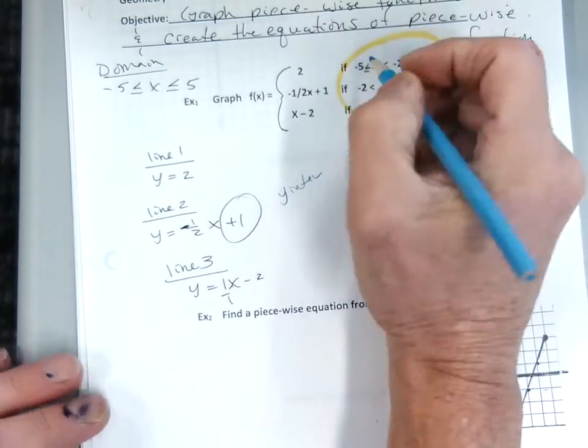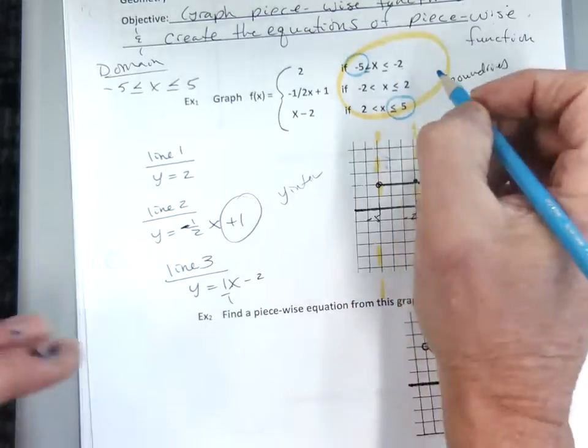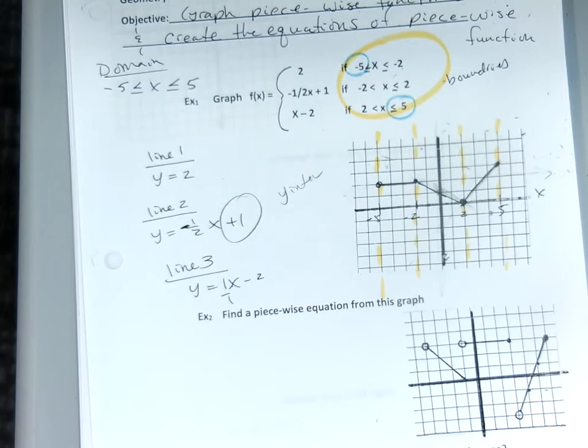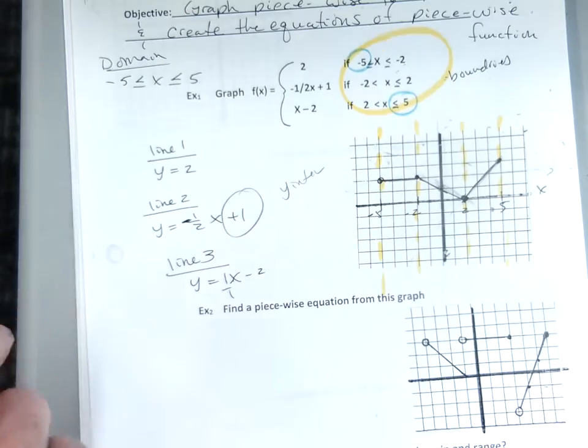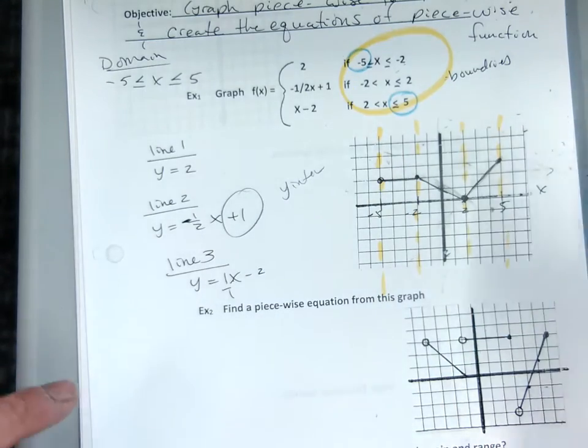And the domain is really right here. It's in your question. Do you see your domain is x's? Really, it is from -5 to 5, okay? Your range.